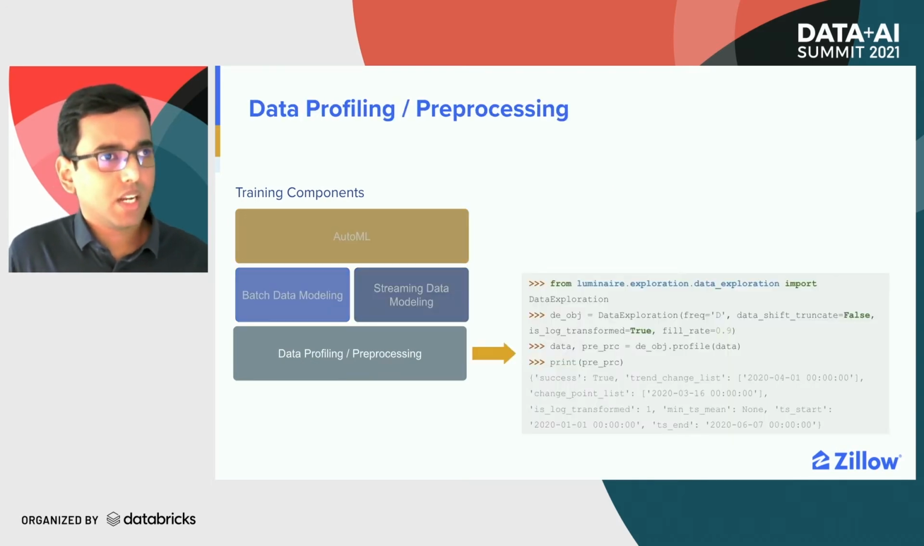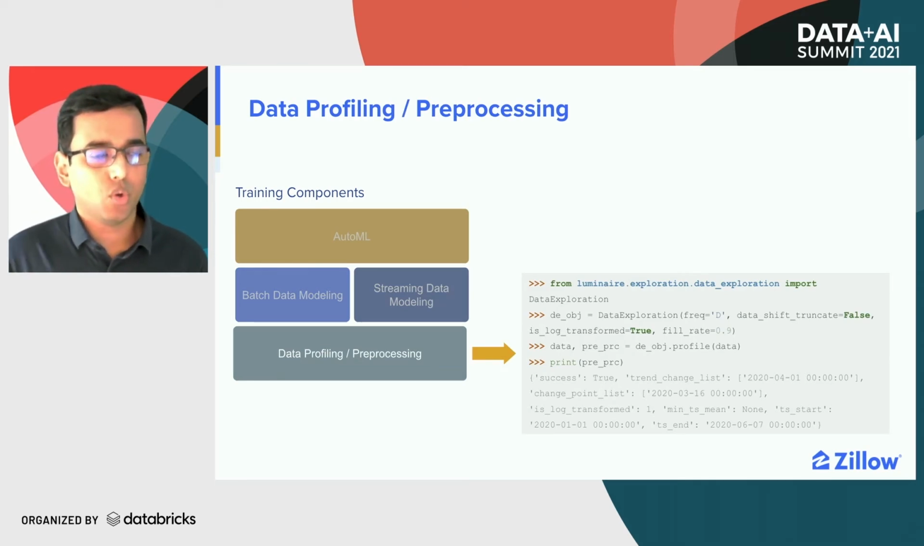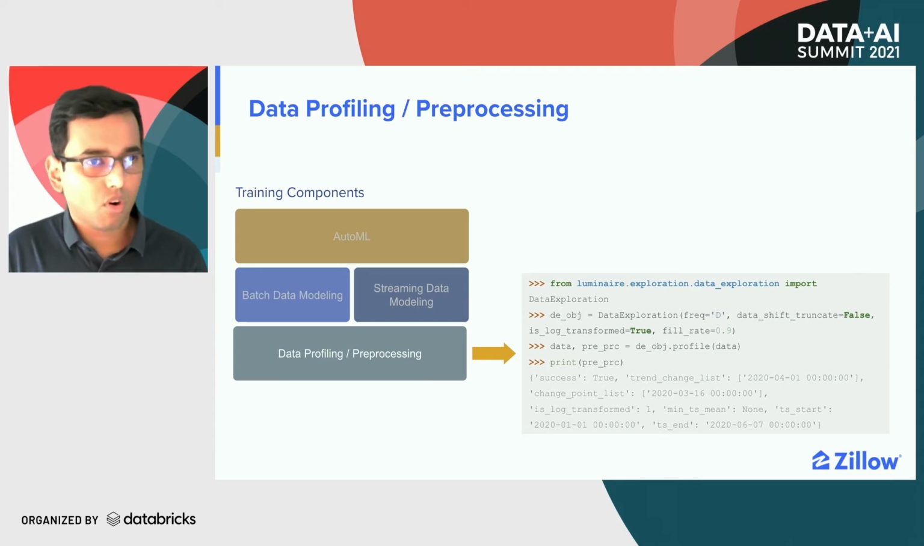First is the data profiling and pre-processing layer. This layer prepares the data before sending it for training. It performs all the transformations needed for anomaly detection, and also includes imputation if the data has any missing values. This layer also performs some data profiling, such as whether the time series has observed a change point in the past, or if there is a trend change, which is integral information about the time series and can also be leveraged at the time of training.